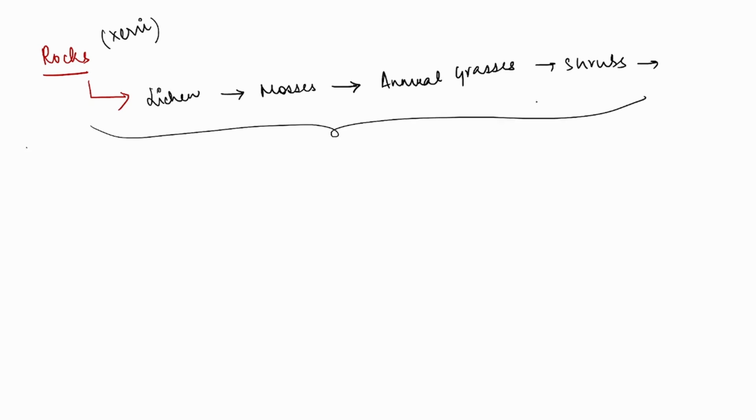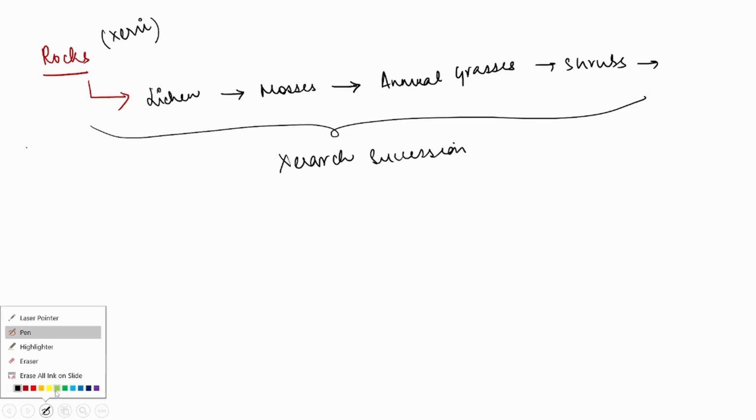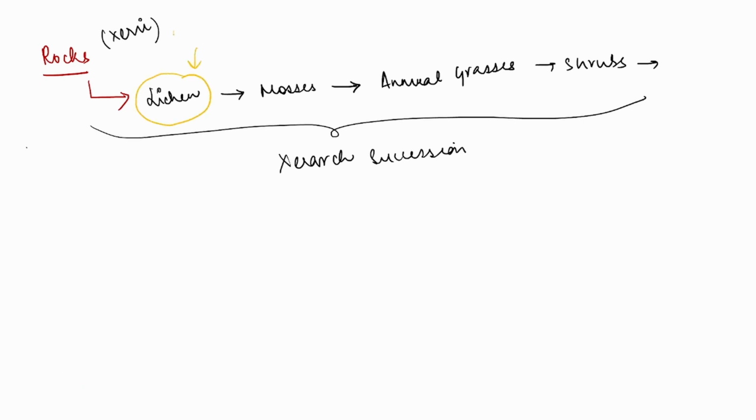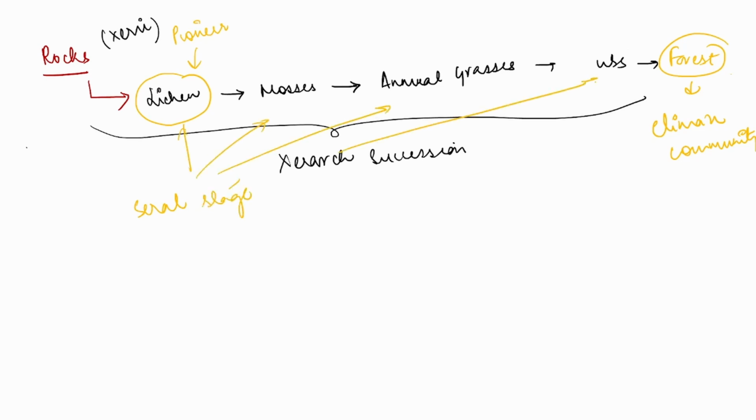Since this modification takes place in a dry xeric condition, yes or no, xeric state, we call this xeric succession. And here also this is the first organism, so we call this pioneer. And the forest we call the climax. This will change into forest, and this will be your climax community. Clear? And all these stages we call serial stages. Each of these stages we call a serial stage, and this entire concept we call a sere.